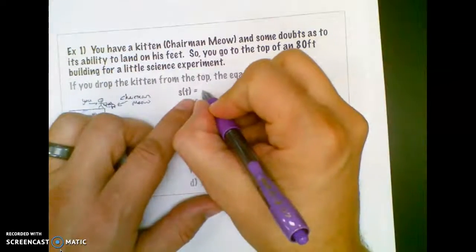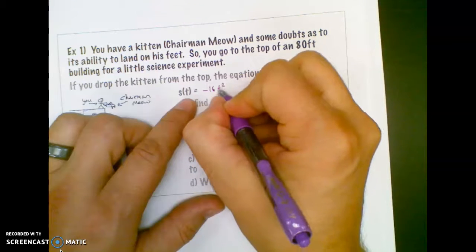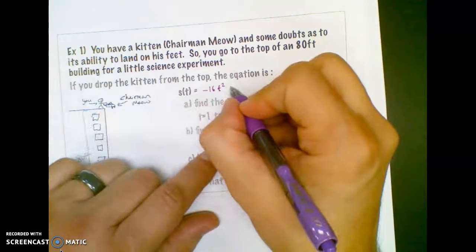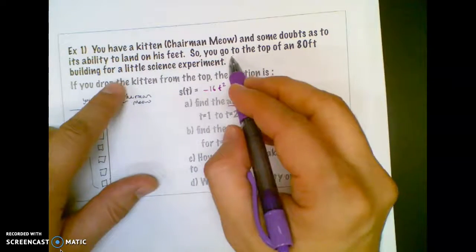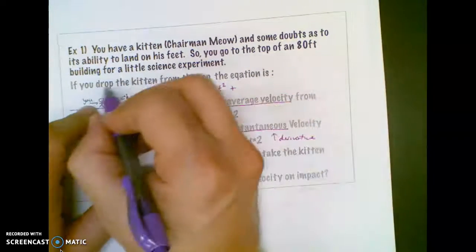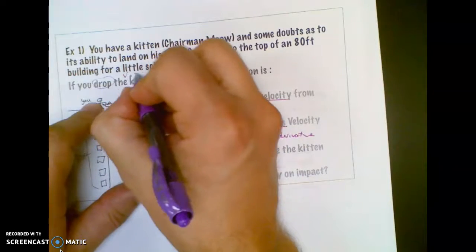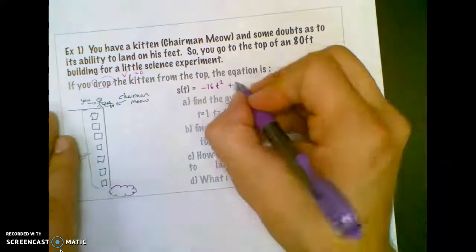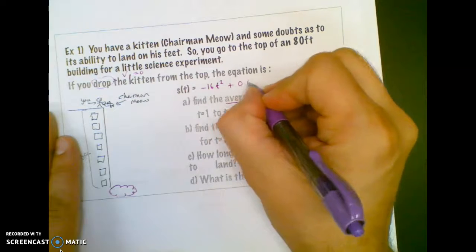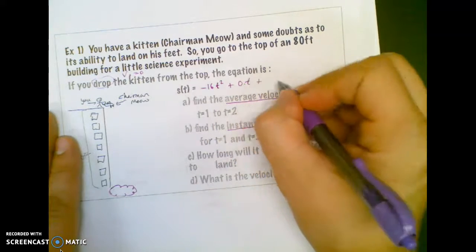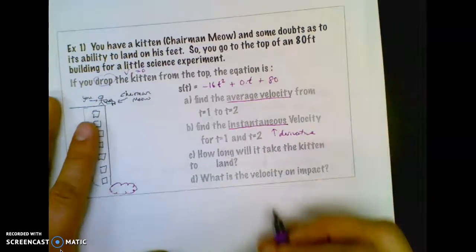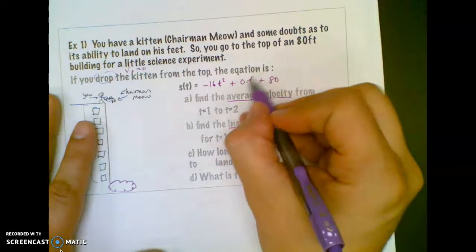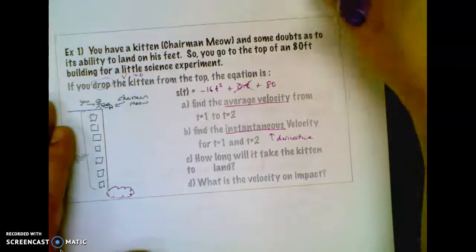Well, it has a negative 16t squared, that's because of gravity, plus your initial velocity, which in this problem, you're just going to drop the kitten. So that means your initial velocity is 0. You're not throwing the kitten. That would be cruel. All right, so you're going to have 0 times t, and then plus your starting height. Your starting height is 80 feet. So a better way to write that, you don't need to write the 0t because 0 times anything is 0. So we're going to answer these questions one at a time on this next page.